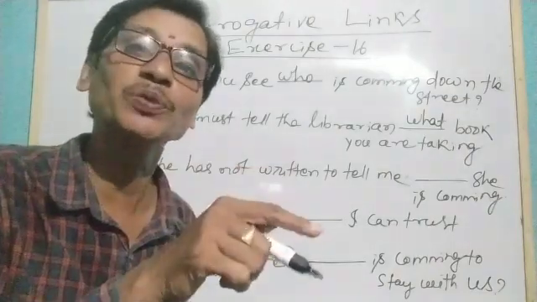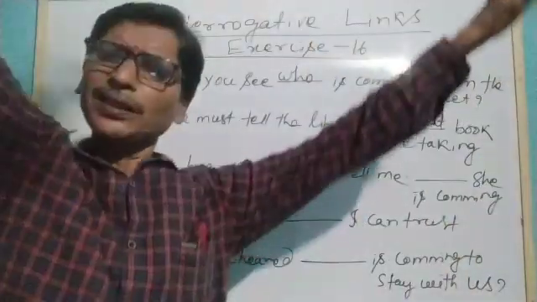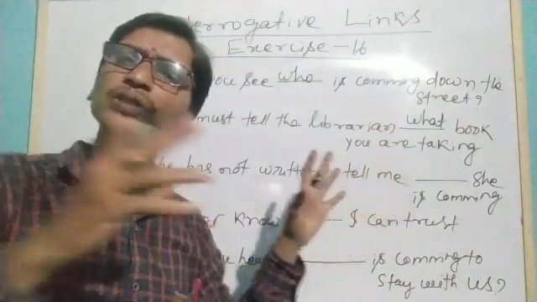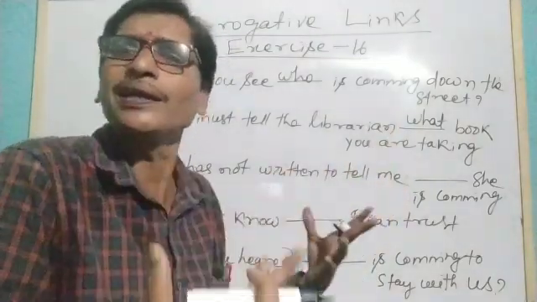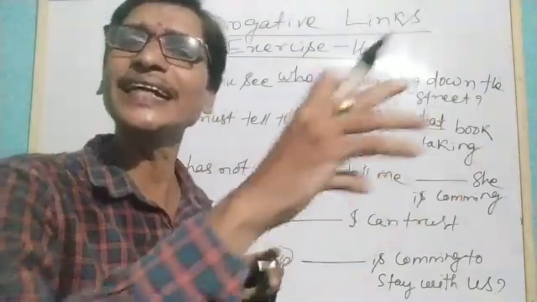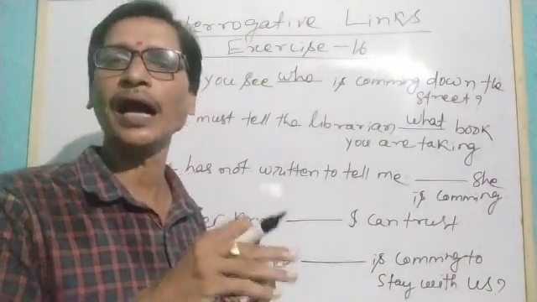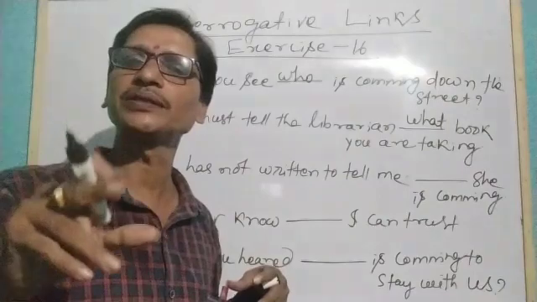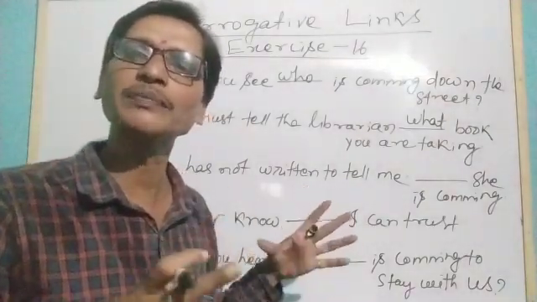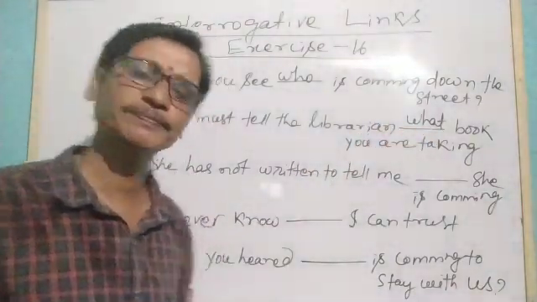We cannot use which book because we are not selecting from a limited number of books. A huge number of books of different topics are available there. Therefore it is necessary for students, while taking some books, to inform the librarian. I am taking physics, I am taking mathematics, I am taking literature, all those different types of books. Therefore, you have to use what book you are taking.